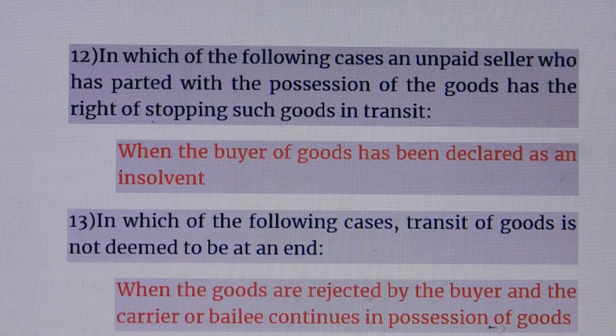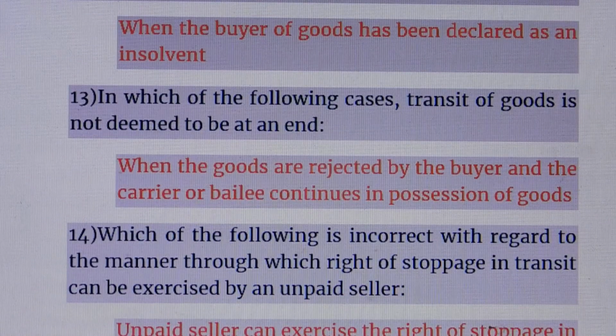Question number 12. In which of the following cases an unpaid seller who has parted with the possession of the goods has the right of stopping such goods in transit? Answer is when the buyer of goods has been declared as an insolvent.